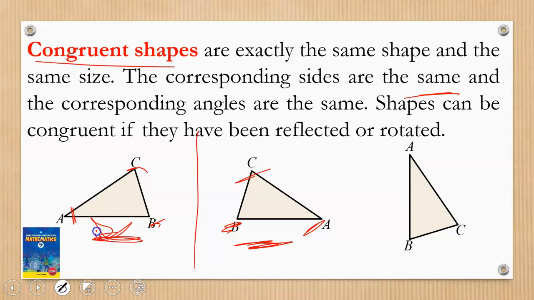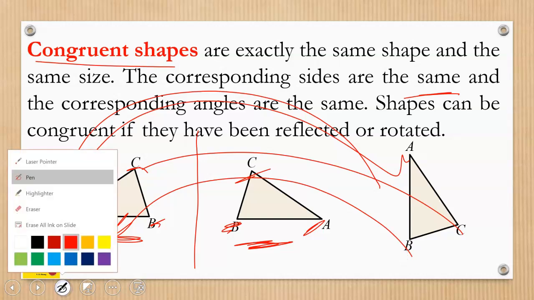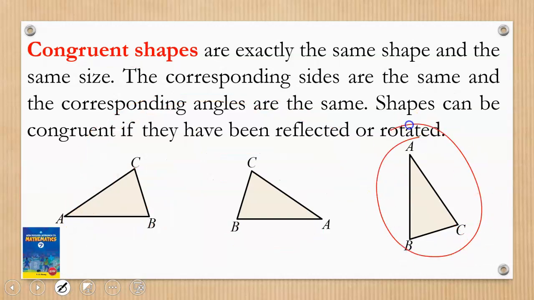Now, if I rotate this original this way, then it means that A goes up, and then C comes here, and then B comes here. When that happens, you see that the shape has been rotated. But if you compare this shape to that shape, the size is the same, right? And then the shape also is the same. The difference is the orientation, the positioning. So we can say that triangle ABC here is congruent to triangle ABC here, and is congruent to triangle ABC here as well. So this is what we call congruent shapes.